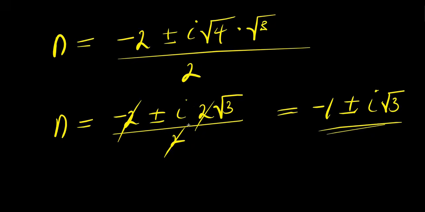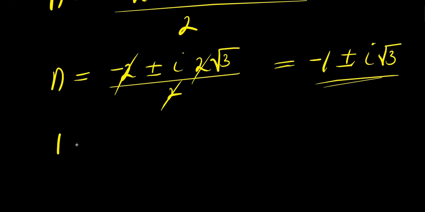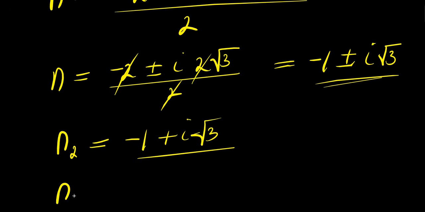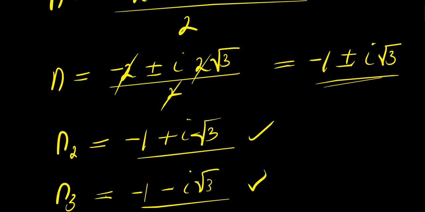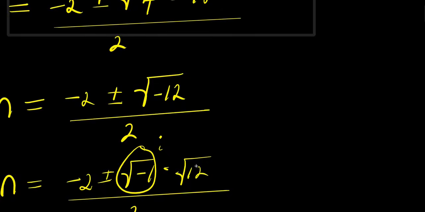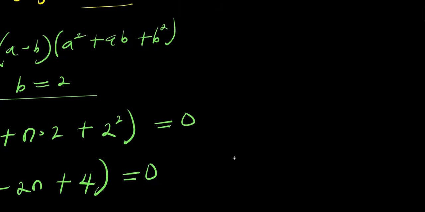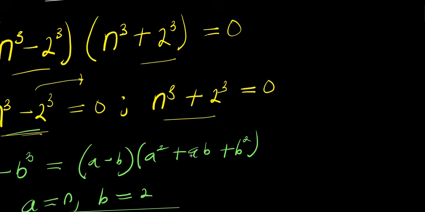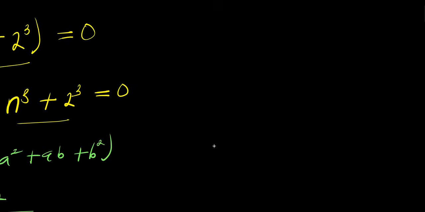So we have two complex values for n. My n2 is -1 plus i times root 3. I have my n3 equals -1 minus i times root 3. These are the two complex values for n. Let's also solve for this other equation. Let's solve for n here.